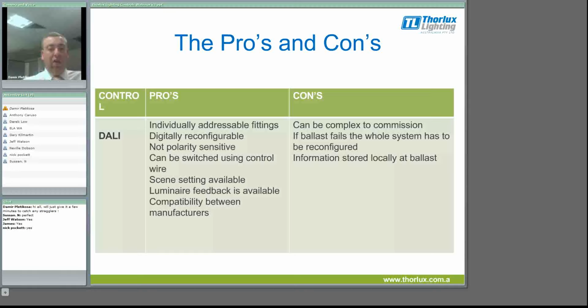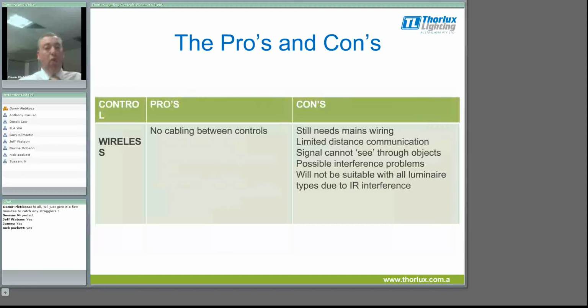The downside for DALI is it can be complex to commission, again because we've said everything is individually addressable. So as you can imagine, if you're doing an office building with 1,000 luminaires and each one has got its own individual address, that can become quite complex. Also, if the ballast fails, the whole system has to be reconfigured. This is because the information is stored locally at the ballast. So if that ballast were to fail, then the system has to be rebooted. We have to supply a new DALI ballast and the whole system has to be reconfigured.